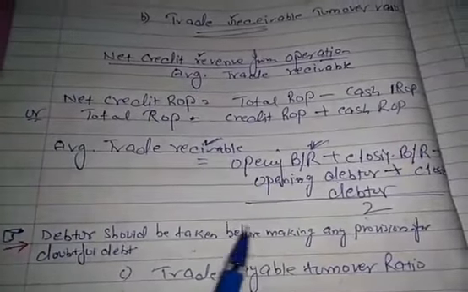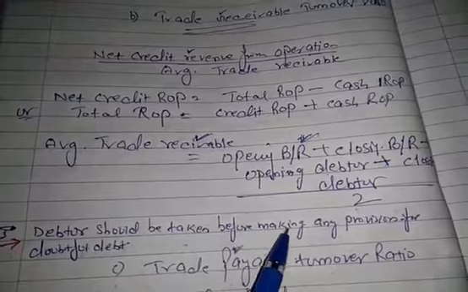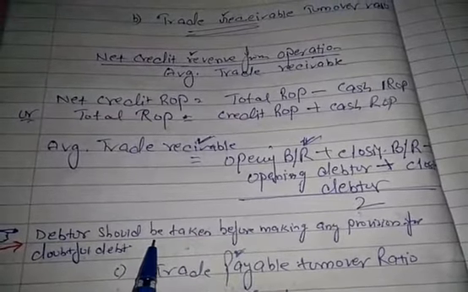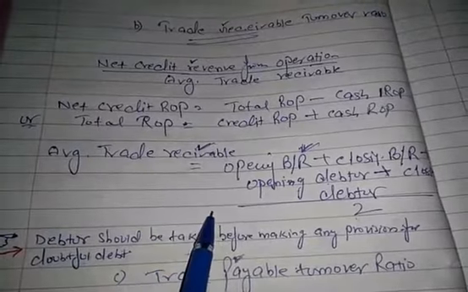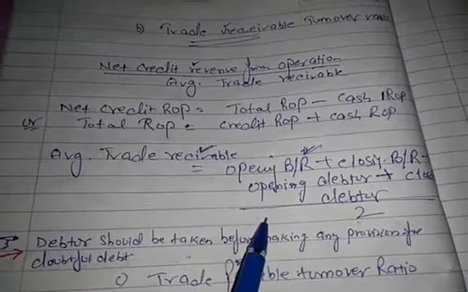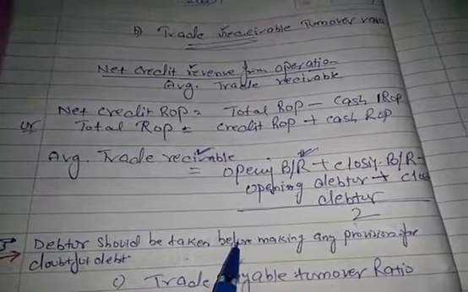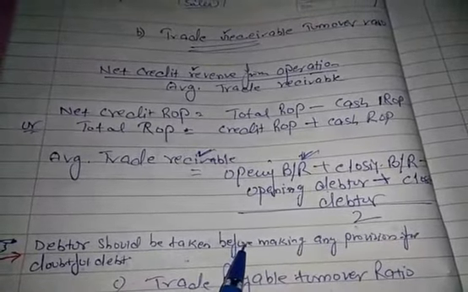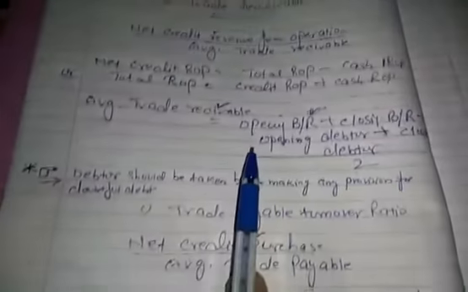But here I am giving a point that debtors should be taken before making any provision for doubtful debt. Suppose the debtor is 2 lakh and the provision is 50,000, then the final amount is 1,50,000. But here we will take the 2 lakh rupees. It means before making any provision for doubtful debt, we will take the debtor here.